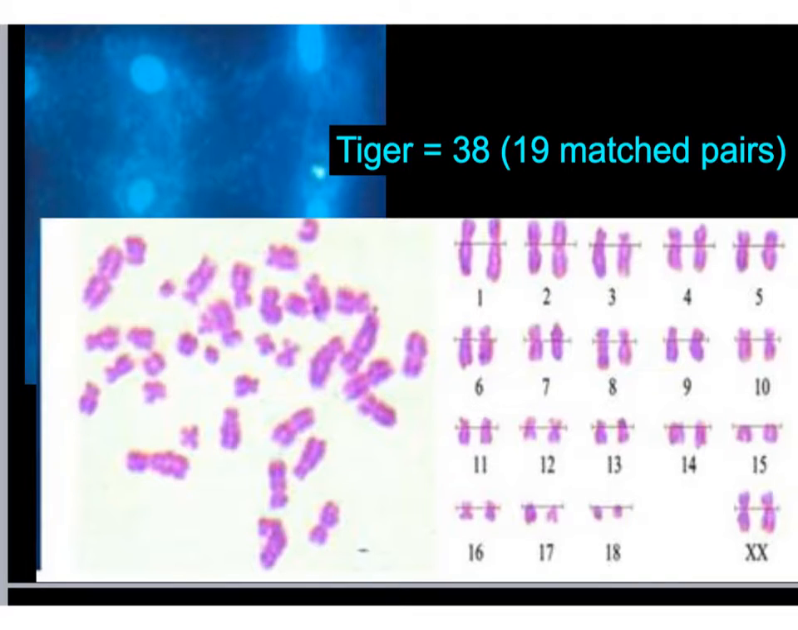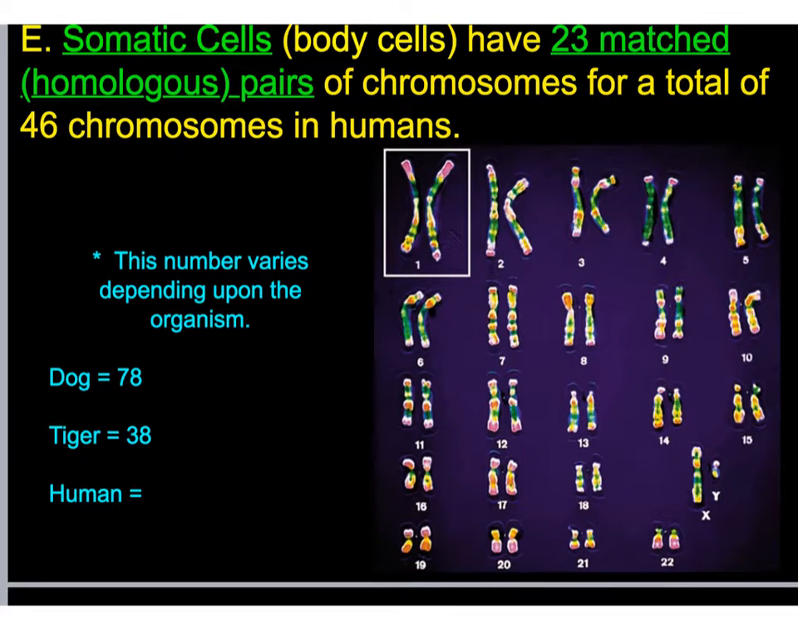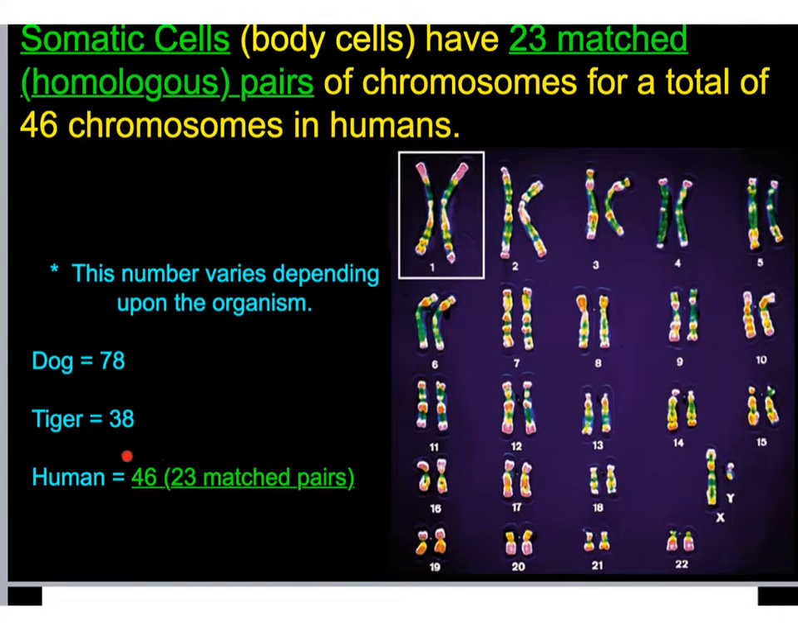And for a tiger, what gender tiger are we looking at here for this karyotype? Well, female, X and X. So in humans, we have 23 matched pairs for a total of 46 chromosomes. So 46 chromosomes total in 23 matched pairs. That 23rd one again, is this a male or a female we're looking at? It's a male, XY. That's the 23rd pair, the sex chromosomes that determine the gender.